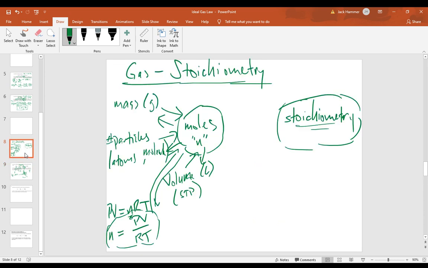If you go back to this map, maybe you can see from a very high level that we have to use stoichiometry first. And then once we know how many moles, we're here, and then we can go to the ideal gas law. So this is a problem where we're starting here and then working our way this way.